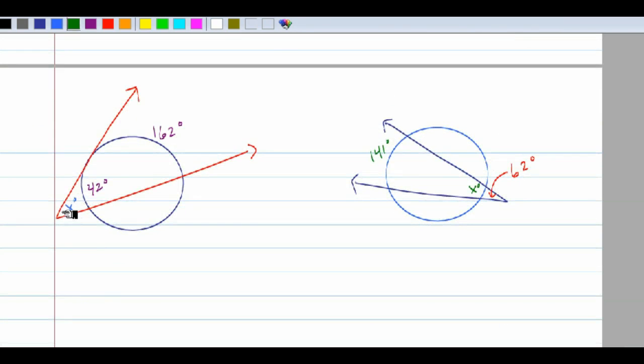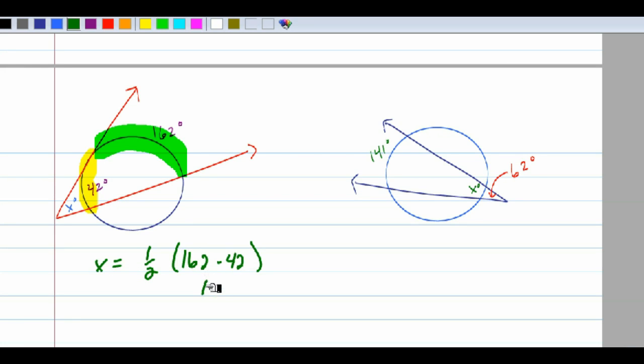So here's the angle. It doesn't matter what type of segment it is, it's always going to be half the difference. So here's the big one, here's the little one. The measure of angle x equals 1/2 the difference of 162 and 42. This becomes 120. This is 1/2. So x equals 60. Just that simple. Find the 2 arcs, subtract them, take it times 1/2.